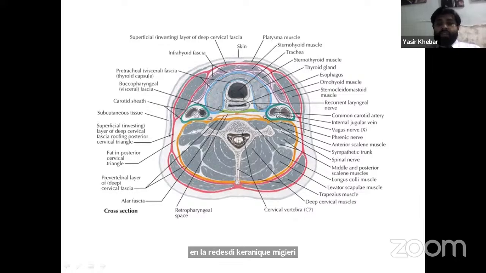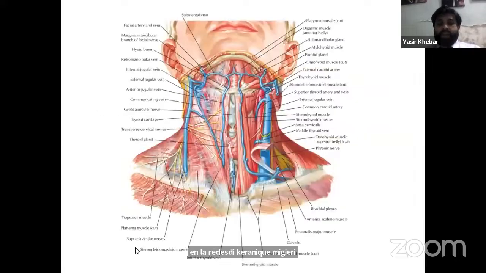So coming back to this previous picture, this glistening white layer that we are seeing is actually the investing layer of the deep cervical fascia. Then we can see various blue colored structures that are the veins. This most superficial vein is the external jugular vein. We won't be talking about this one in detail.